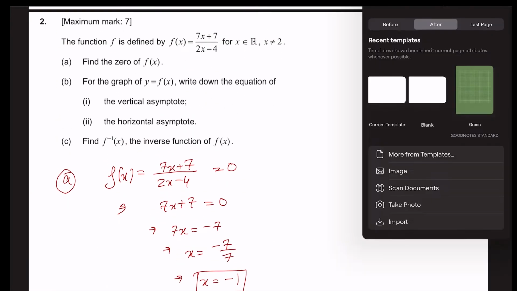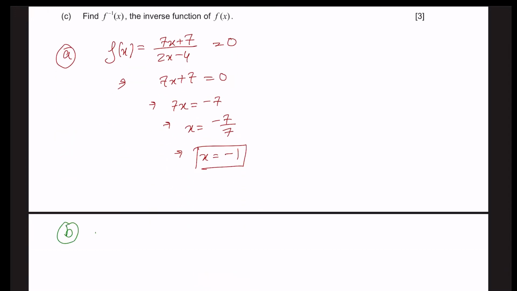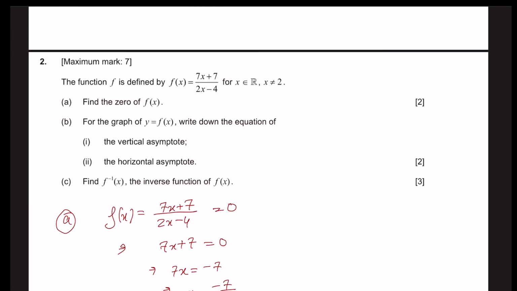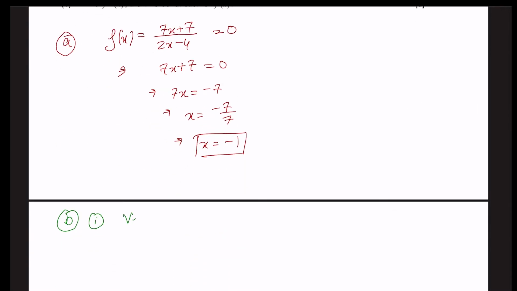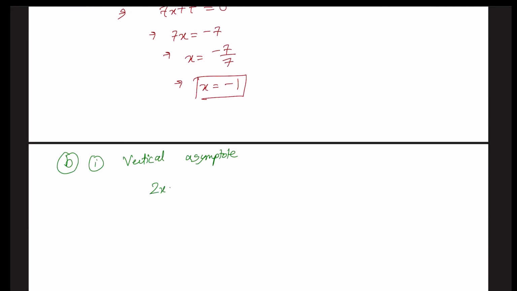Now let's start with the next part. For the graph y equals f(x), you have to write the equation of the vertical asymptote and the horizontal asymptote. For the vertical asymptote, we have to make the denominator equal to 0, right? The denominator is 2x minus 4, so 2x minus 4 equals 0. So 2x would be equal to 4, x would be equal to 2. So x equals 2 is the vertical asymptote. Basically, the vertical asymptote appears when the denominator is 0. And the second part is the horizontal asymptote.